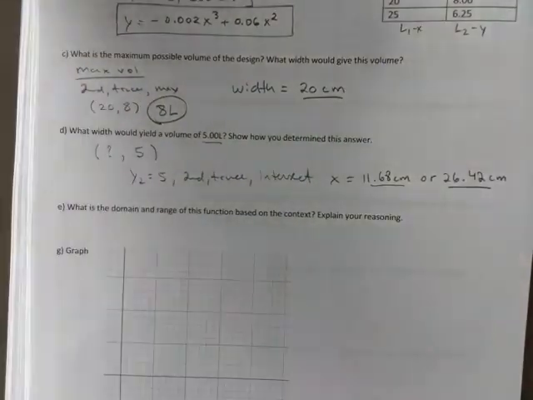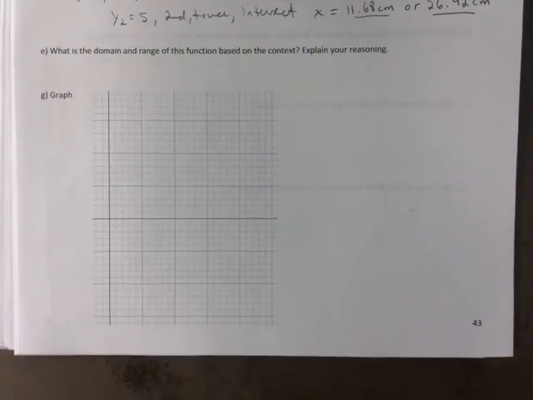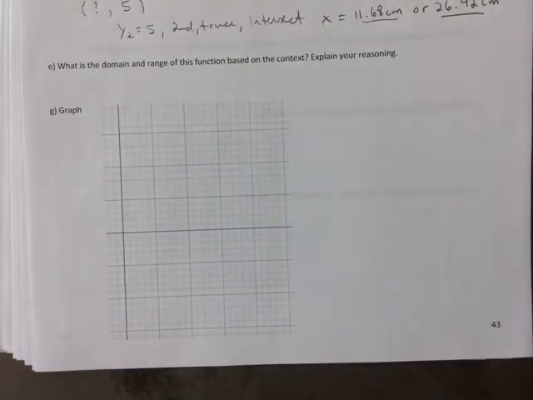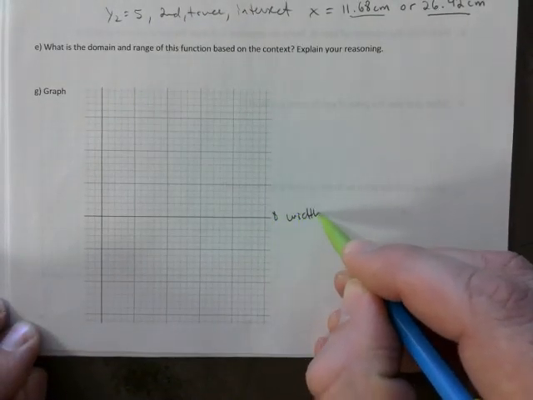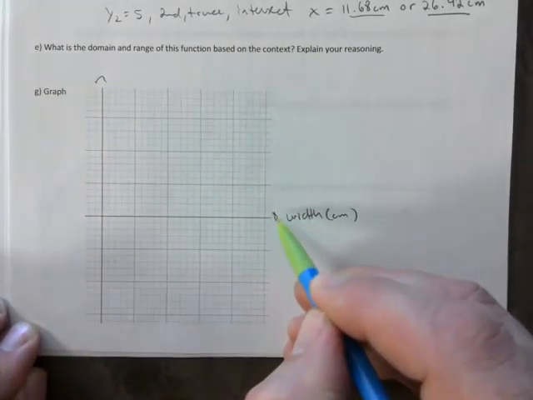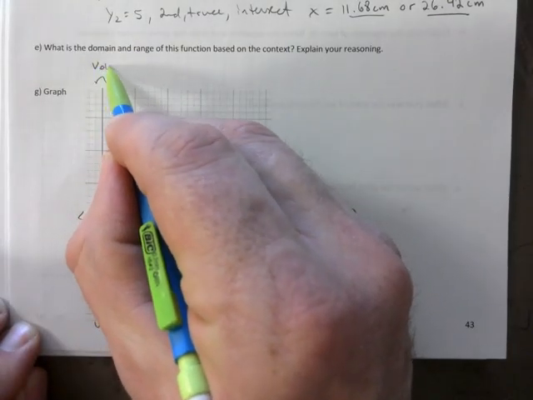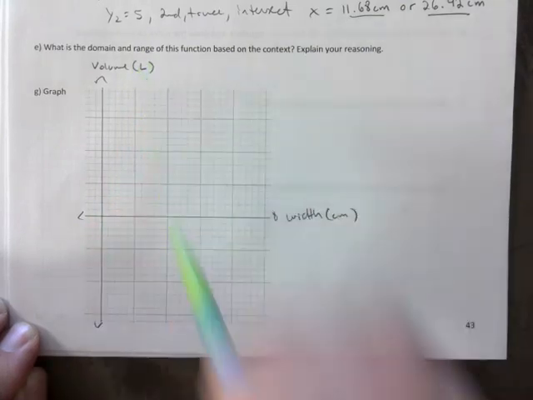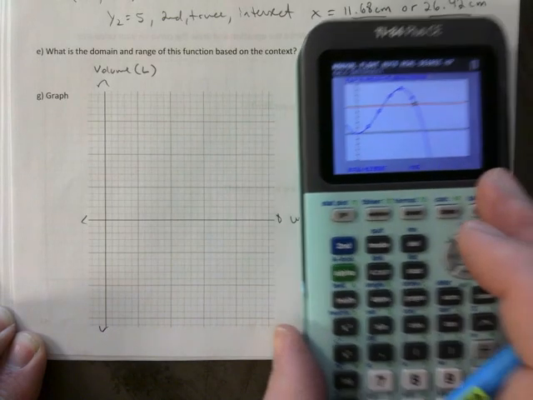Okay. Let's graph this. It is important to have at least one of these. I don't think it's necessarily going to show up, but we never know. So this will be your width in centimeters, and this would be the volume in liters. Okay. And you've got to find the important points.